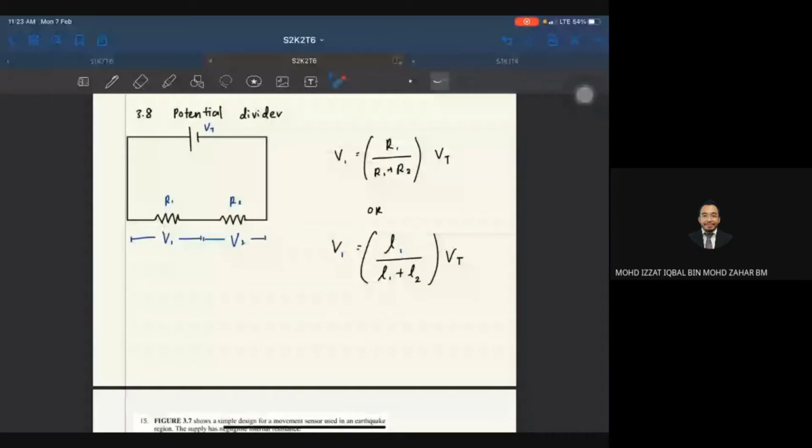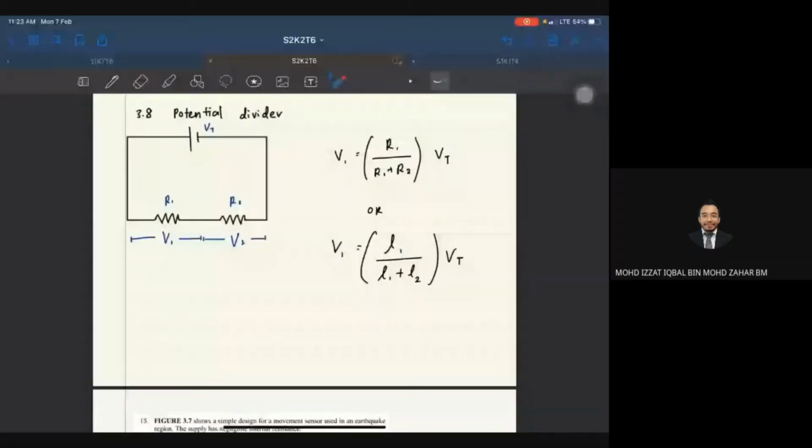Most of the time they give two resistors in series, but they can ask you if there's more than two resistors, say 3, 4 or so on. But the key thing is that you have resistors which are in series. Okay, and then they give you the potential terminal voltage over there, and then normally they will ask you the voltage across one of the resistors.